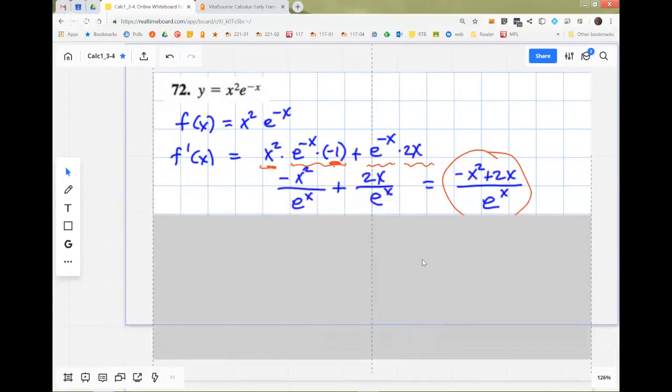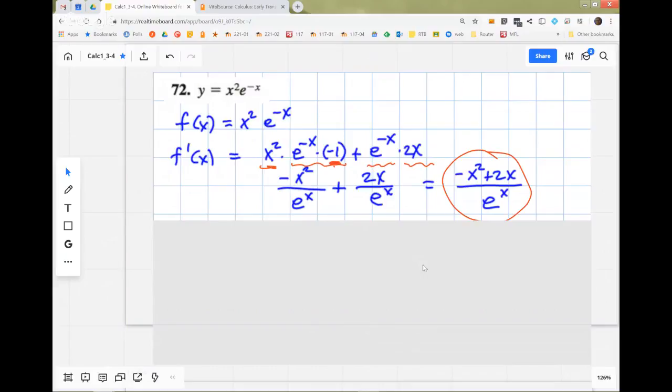Okay, and then, what do we do with this e to the negative x? Well, that's e to the x on the bottom. They both have a common denominator, so we can bring them together. If you're not careful, you might forget to do the chain rule on the derivative of e to the negative x power. So watch out for that.